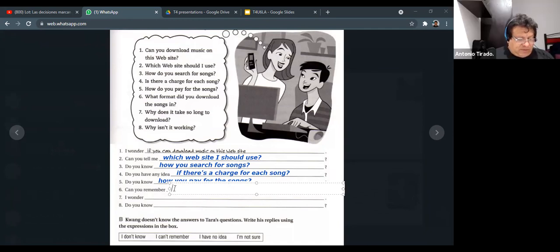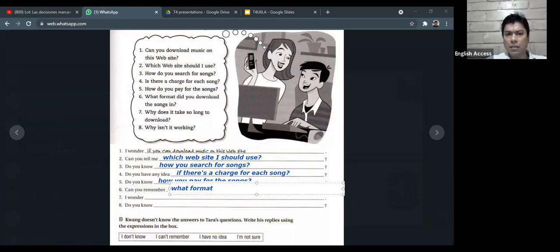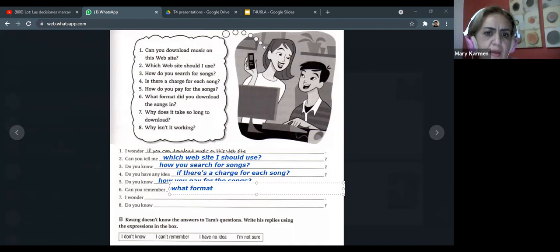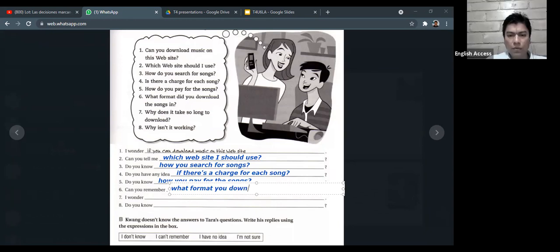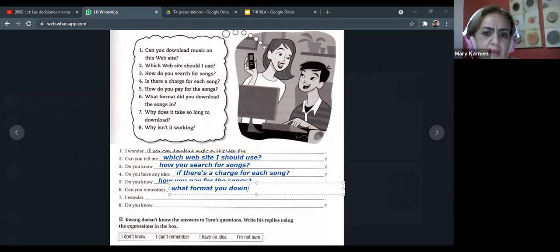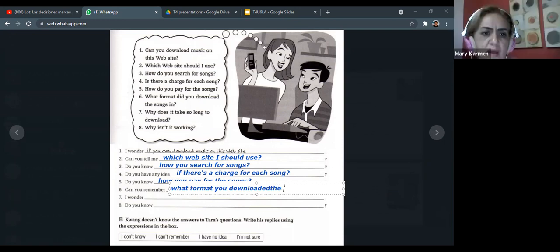Can you remember why it takes so long to download? No, what format? You downloaded the songs. Download, downloaded, loaded.